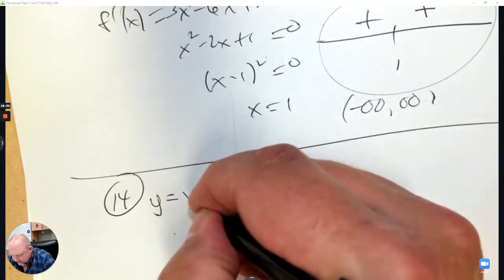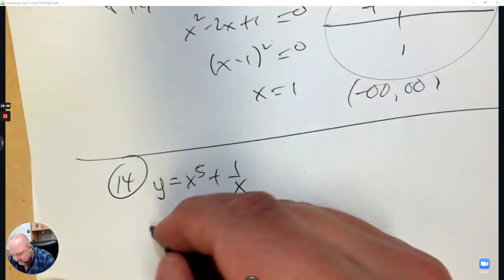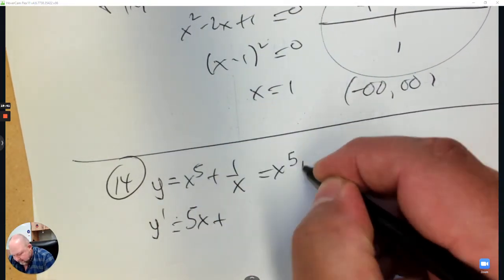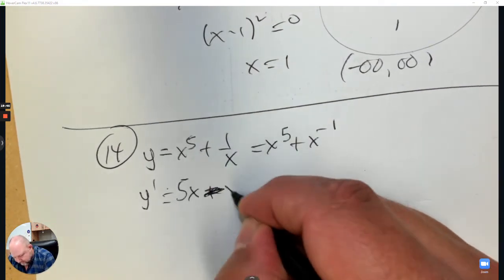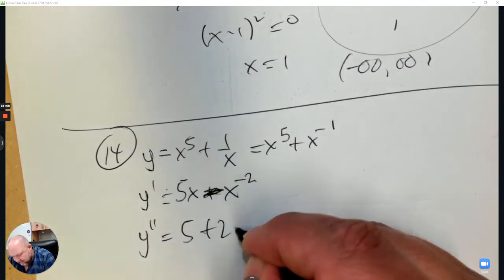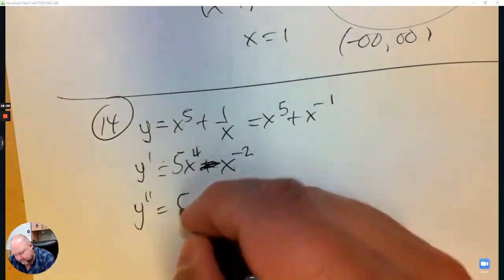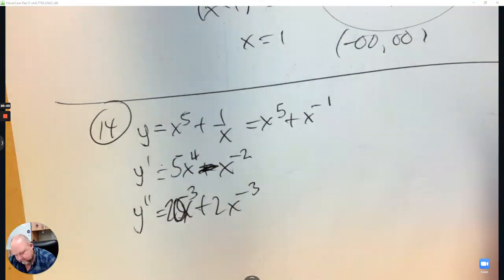Oh, some good practice here, because it's been a while taking derivatives. So can you find the second derivative here? So the first derivative, and I'm going to make that calculus friendly, obviously. So that would be negative x to the negative 2, and then the second derivative would be 5 plus 2. So be careful of your signs as you do it. Oops, I forgot an exponent there. So that makes it 20x cubed. Let's do it right.